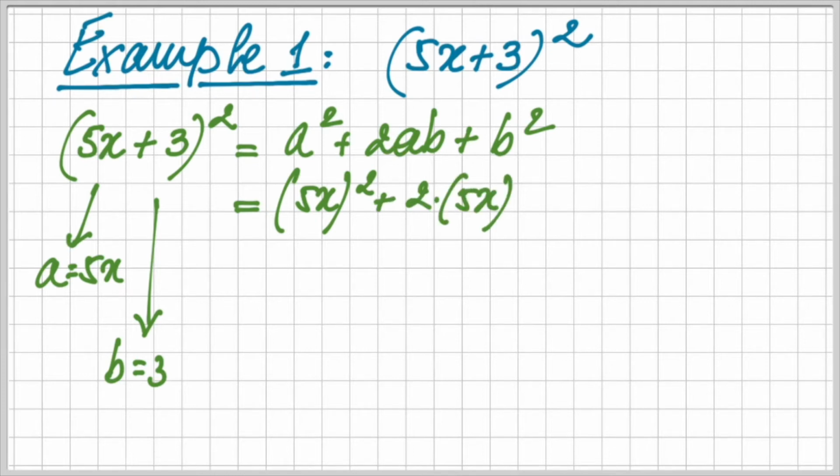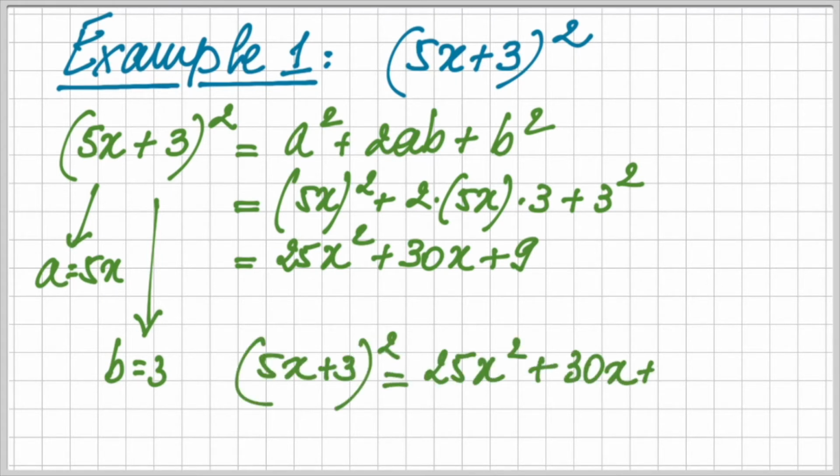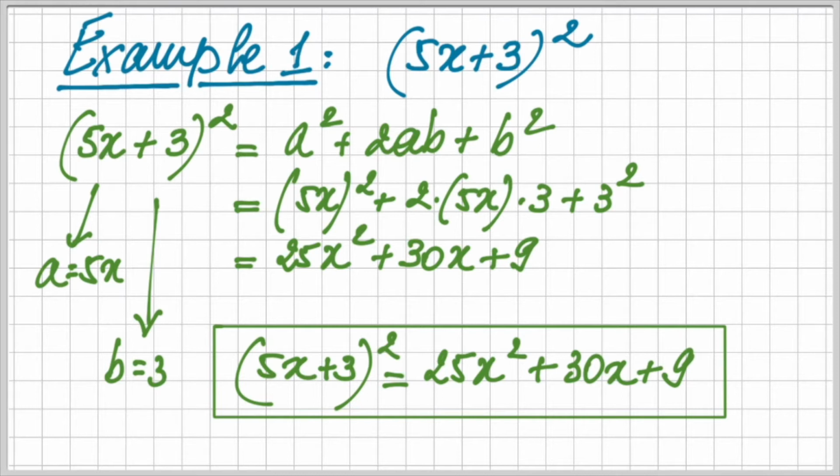Then we have 2 times 5x times 3, that's 2ab. And we add b², which is 3². We calculate this, so (5x)² becomes 25x², plus 30x, 2 times 5 times 3. And the last number is 9. The result is that (5x+3)² is 25x² + 30x + 9.